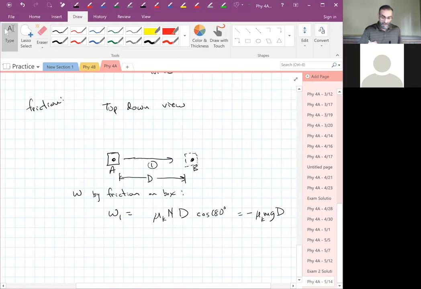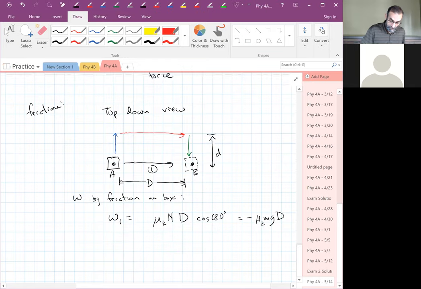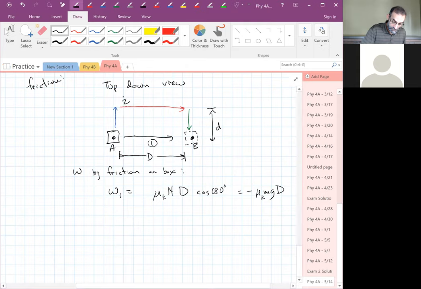Okay. Now we're going to take a different path. Instead of pushing it straight from A to B, we're going to push it first along this section, then along this section, and then along this section, and we're going to call this lowercase d. We'll call that path two. And so what is this going to be? This is going to be the work done on the blue section plus the work done on the red section plus the work done on the green section, right?